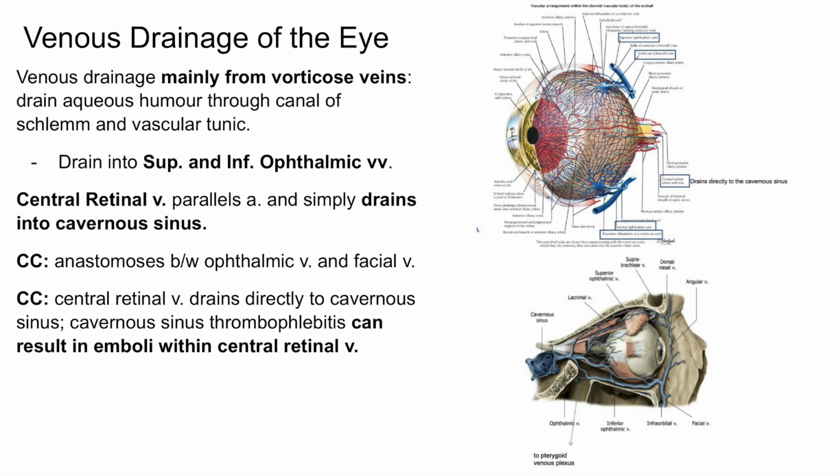So the key takeaway, again, is that the vorticose veins handle most of the eye's drainage into the ophthalmic veins. The central retinal vein is a direct pathway to the cavernous sinus, and the venous connections to the face create a route for infection to spread intracranially. Thank you, facial veins. Very nice of you.